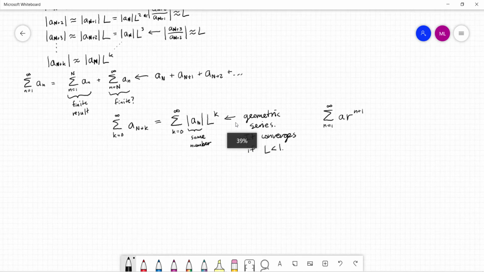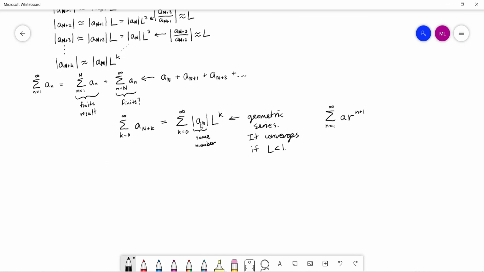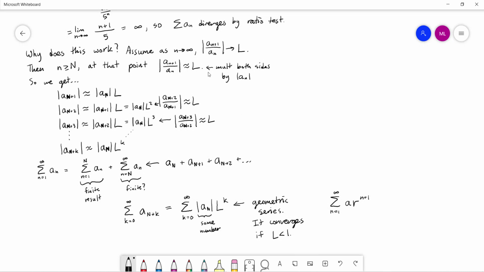So the whole thing is saying that this piece is going to be finite. It will converge whenever L is less than 1. But what was L? L was the ratio of the nth term and the n plus 1th term after you get to a certain point, after we get beyond a certain number of terms in our sum.